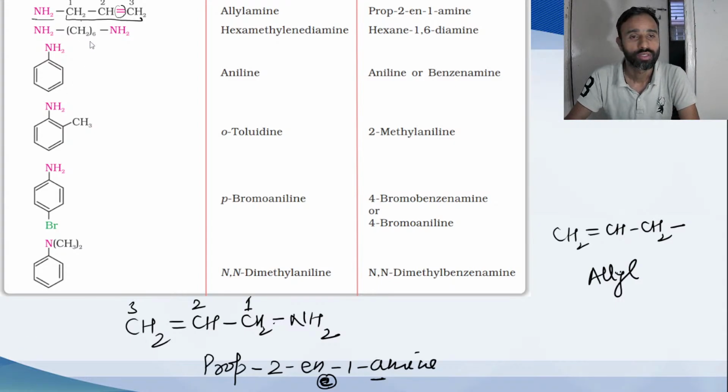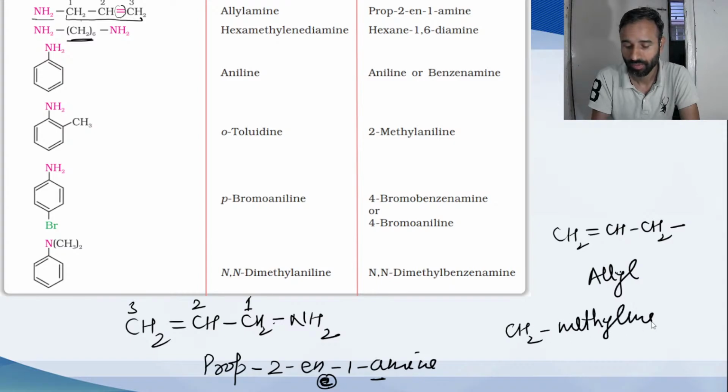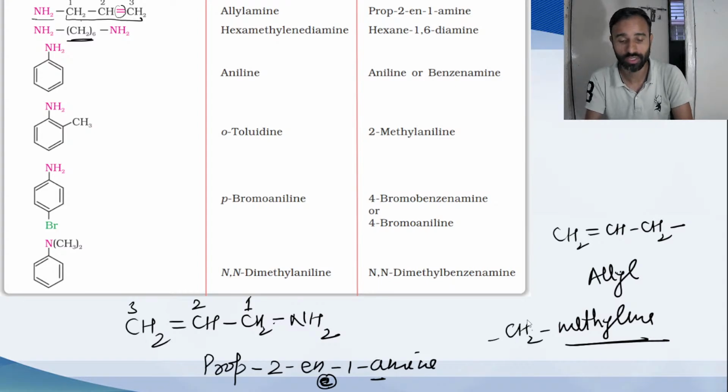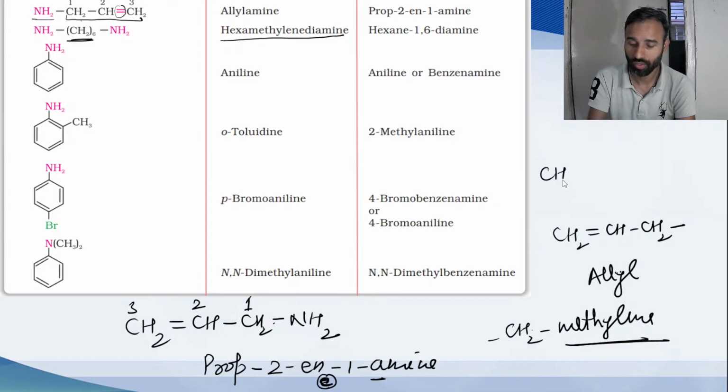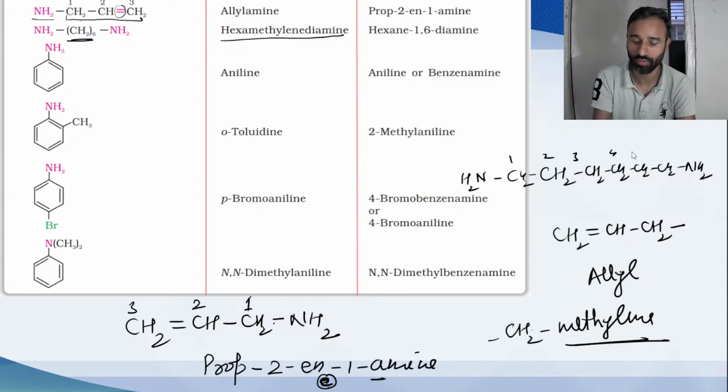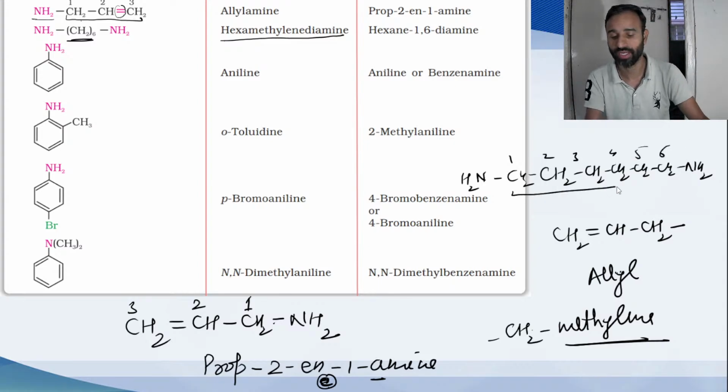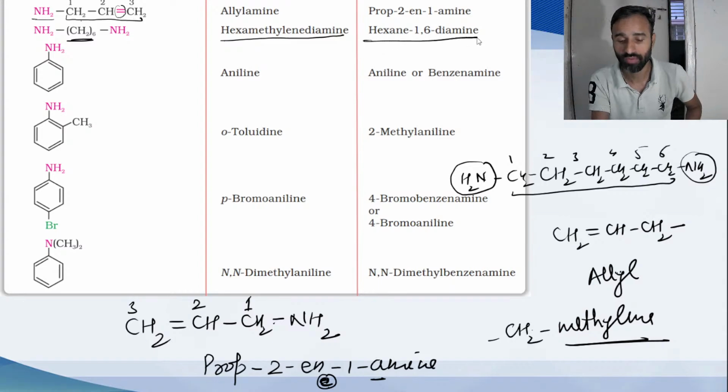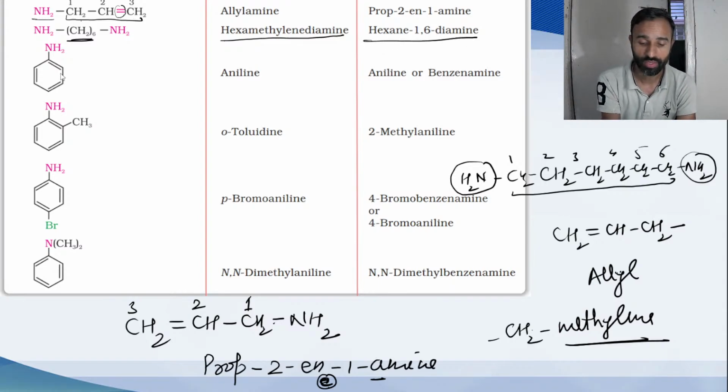Next, NH2-(CH2)6-NH2. So CH2 means methylene. Common name of CH2 is methylene. So it is hexamethylene diamine, and IUPAC name: there are total 6 CH2 and 2 NH2. So 1, 2, 3, 4, 5, 6. So hexane-1,6-diamine. Hexane-1,6-diamine.